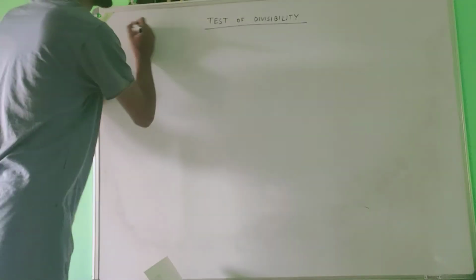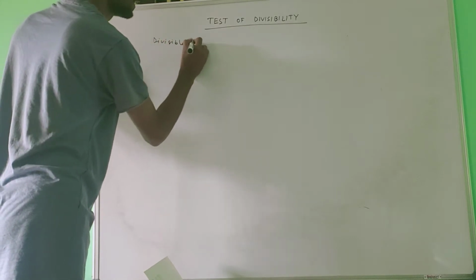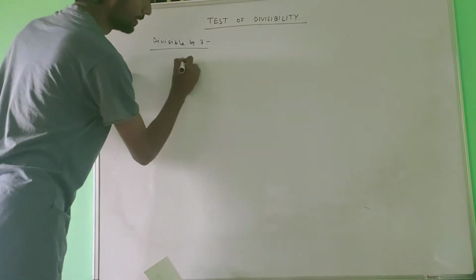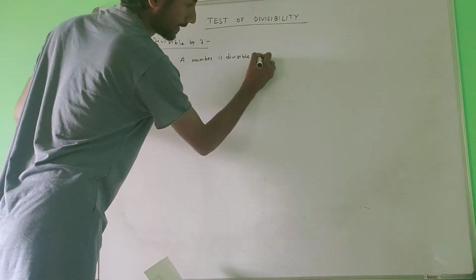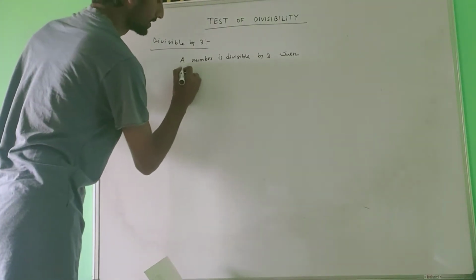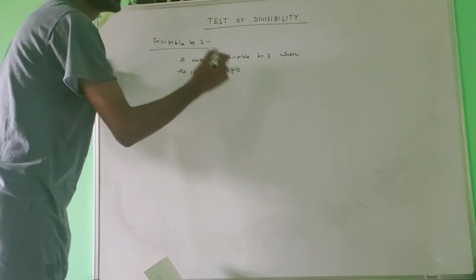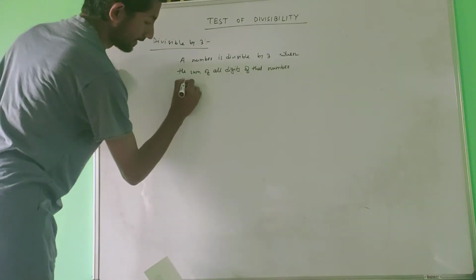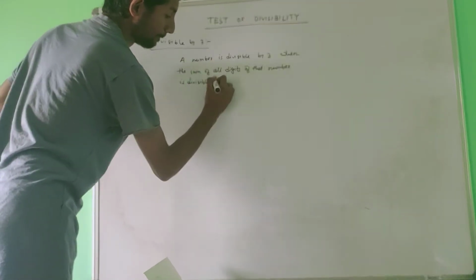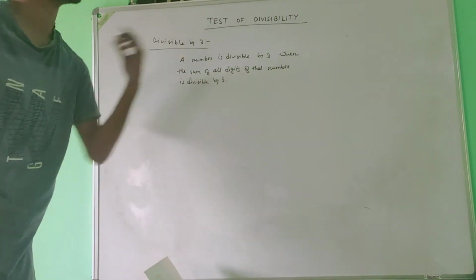Next is divisibility by 3. A number is divisible by 3 when the sum of all digits of that number is divisible by 3.